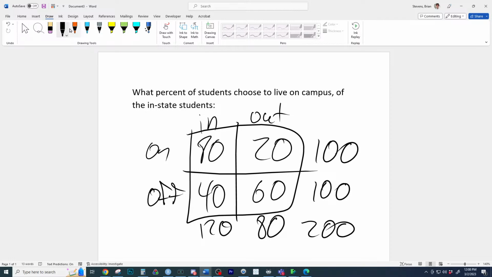What percent of students choose to live on campus of the in-state students? What would this be here, Will? So how would we solve this one? What would the answer be to this one? Well, it's a percent though. So what percent of students choose to live on campus of the in-state? Show me the math you're doing right there, Will.